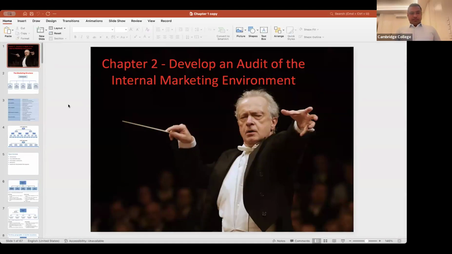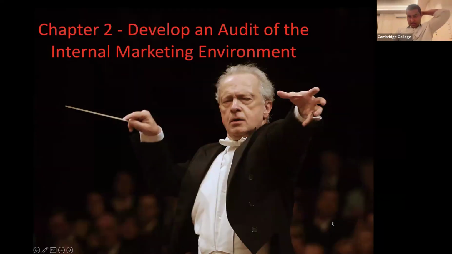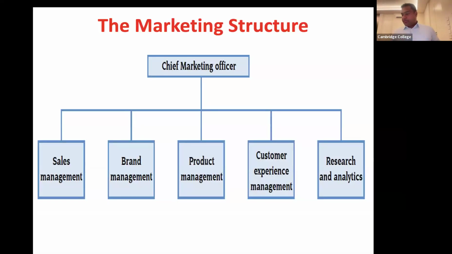Right. So today we are going to continue our discussion and look at chapter 2, the internal environment. Let's look at the internal environment and some theory. We start our discussion with the marketing structure. So typically in a marketing structure, you would see this kind of structure. You would see the CMO or the marketing director right on top. And then within the structure, you would have sales, brand management, product management. In some cases, customer experience management, which means the whole call center piece.